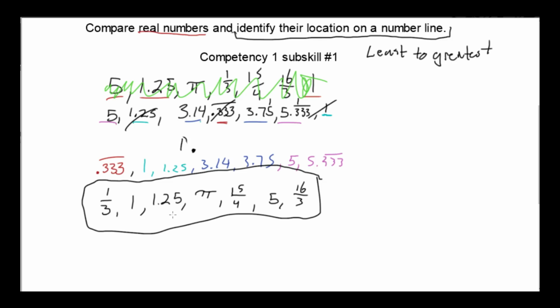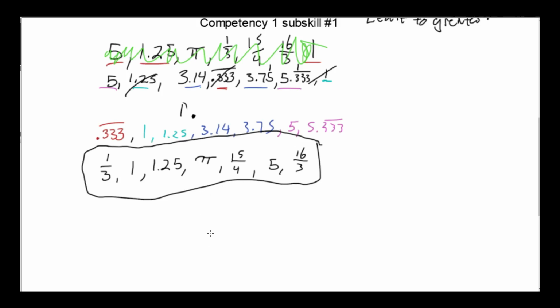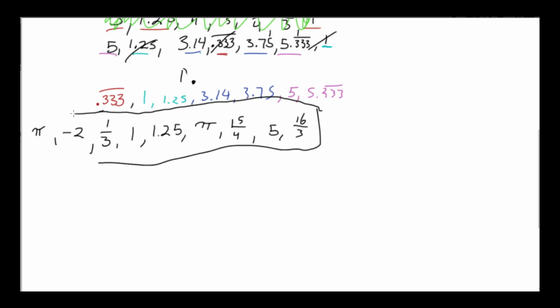Oh, I guess what we can do, since it did say identify their location on a number line, we'll go ahead and do that. We didn't include any negative numbers in this example, so even though the video sounded like it was winding down, let's add 1 or 2. So let's come back in here and break the rules a little bit and give a -2 and a negative pi. So now here is our amended final answer, and we're going to draw a number line.